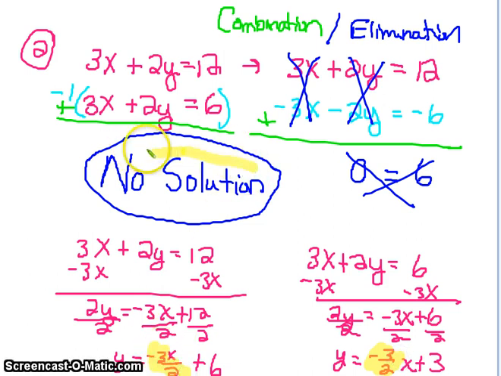no solution. So it is possible to get a no solution with combination elimination. It's going to give you something that makes no sense, a statement that makes no sense. So beware, that is a possibility.